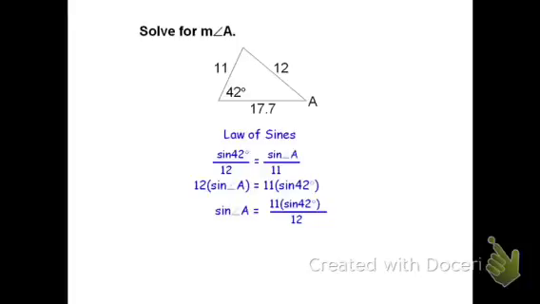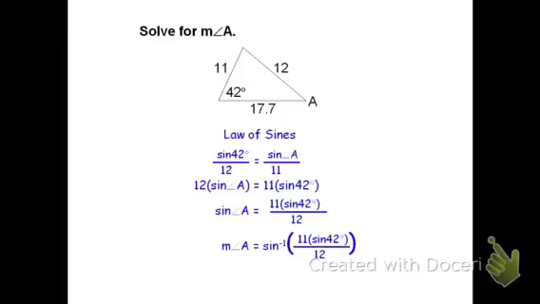Now just like when we do regular trig, if you're trying to solve for the angle, you're going to have to use inverse trig, or in this case, the arc sine. So the measure of angle A is either the arc sine or the inverse sine of that whole quantity, 11 sine of 42 degrees divided by 12. And it's going to look like this. Again, the measure of the angle is the inverse sine or the arc sine of the whole quantity, 11 sine of 42 degrees divided by 12.